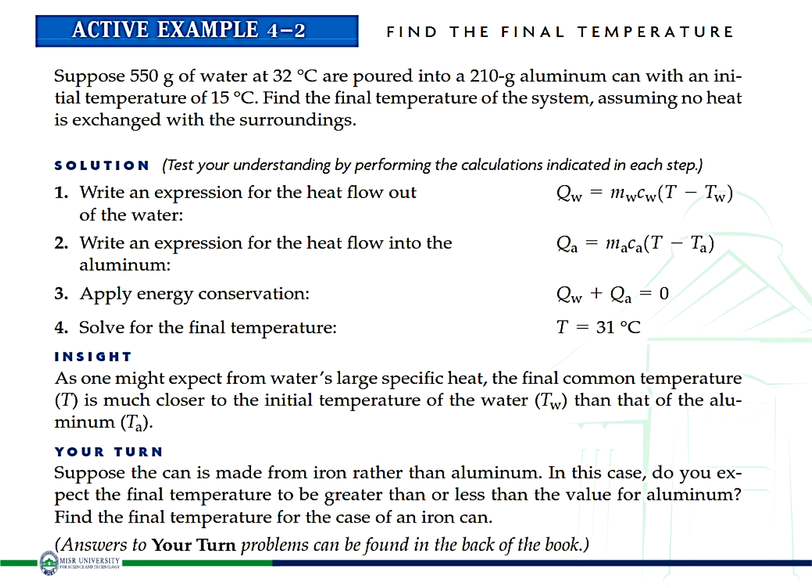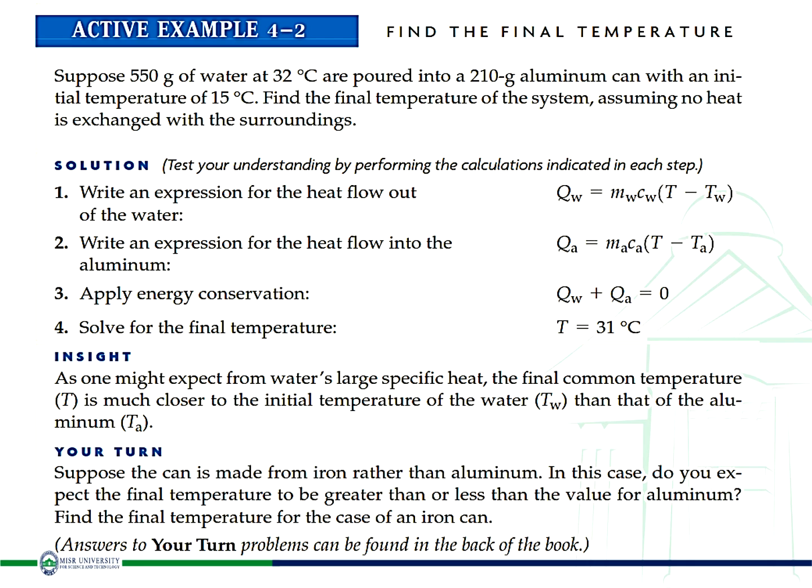Again, using Q equals mcΔT. Here, Ma is the mass of the aluminum, 210 g, or 0.210 kilograms, Ca is the specific heat of aluminum, T is the final temperature, and Ta is the initial temperature of the aluminum, 15 degrees Celsius. Looking at Table 4-2, the specific heat of aluminum, Ca, is 900 J/(kg·K). So, Qa equals 0.210 kilograms times 900 J/(kg·K) times (T − 15 degrees Celsius).